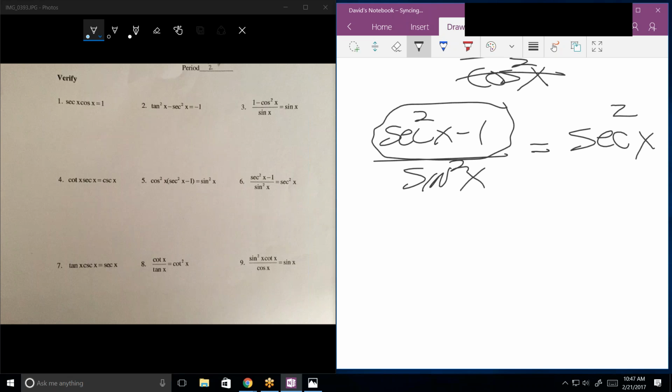The Pythagorean identities. So what can I replace that with? You can replace it with tangent squared. Okay, so now we got tangent squared over sine squared. We got to somehow turn that into secant squared. Well, again, we don't want to use the Pythagorean identity here. We just used it. So let's turn the tangent squared into using the quotient. Okay. So what can I rewrite that as?